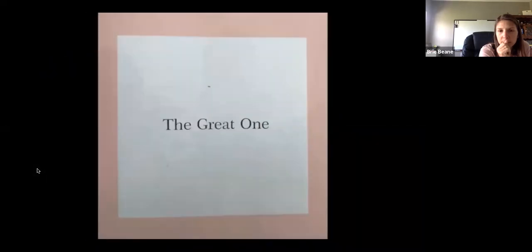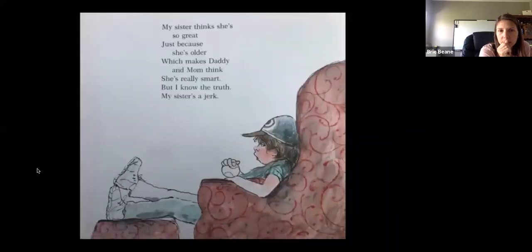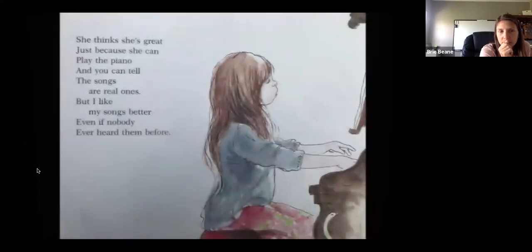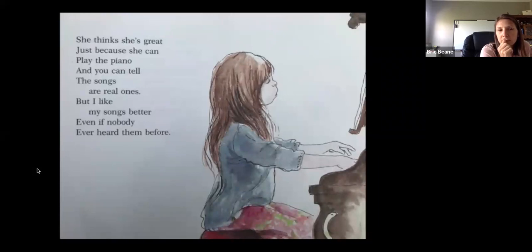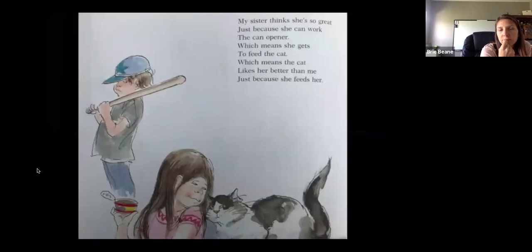The Great One. My sister thinks she's so great because she's older, which makes Daddy and Mom think she's really smart. But I know the truth. My sister's a jerk. She thinks she's great just because she can play the piano, and you can tell the songs are real ones. But I like my songs better, even if nobody ever heard them before. My sister thinks she's so great just because she can work the can opener, which means she gets to feed the cat, which means the cat likes her better than me just because she feeds her.